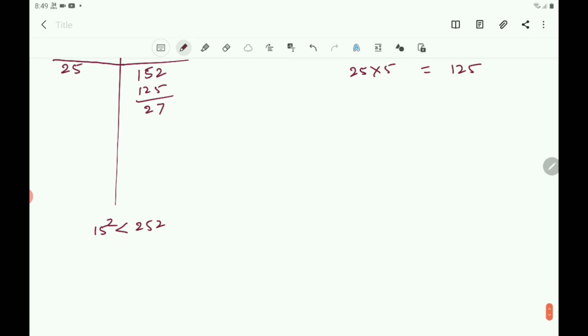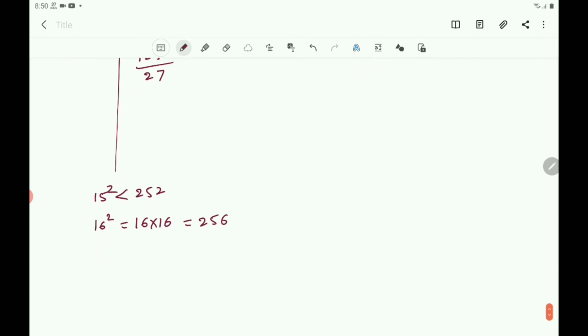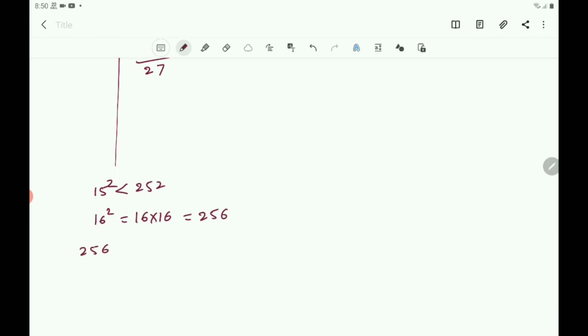Now you find the square of the next number, that is 16 square. 16 square is 16 into 16, that you know, that is 256. Then to get 256, how much is to be added to 252? That you can get, 256 minus 252, that is 4.